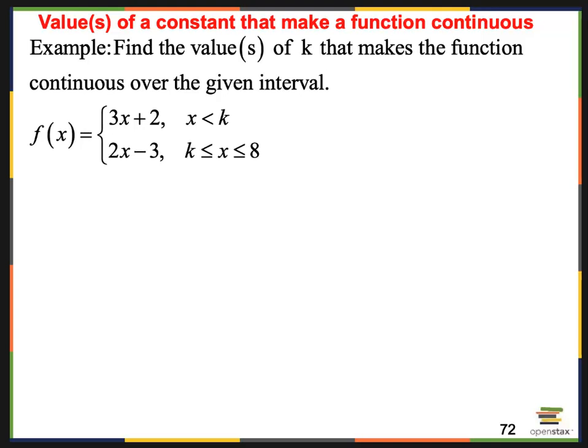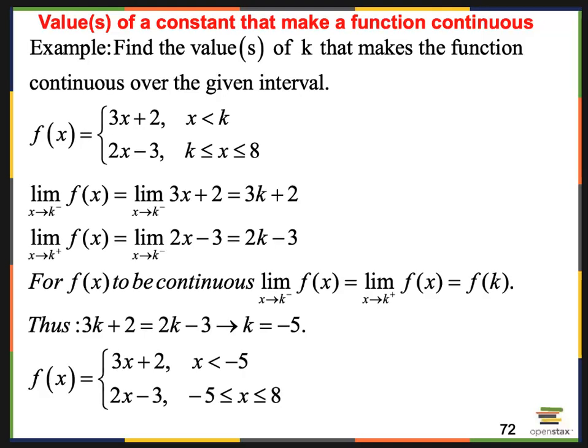All right, let's look at an example here. Find a value or values of k that make the function continuous over the given interval. So let's see how we do that. Here we have f of x equals 3x plus 2 for x less than some value, which we're going to try to figure out, and 2x minus 3 for x greater than or equal to k, whatever that value is, and less than or equal to 8.